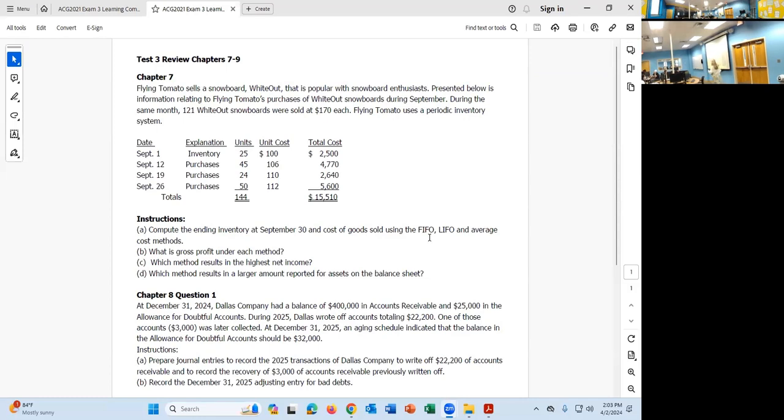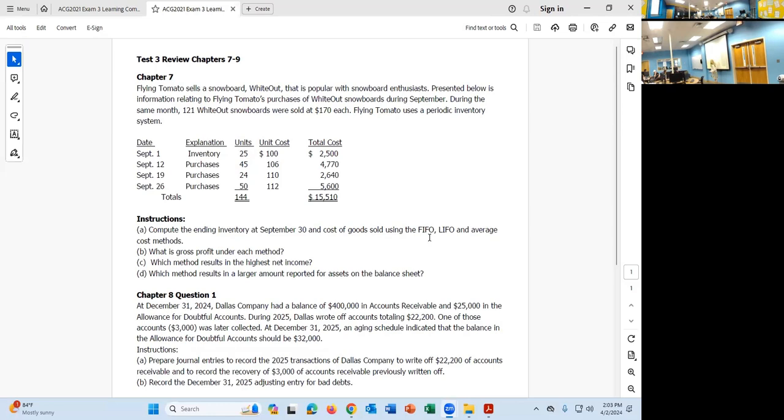So in this example, we have 144 items in inventory, but you'll notice we've made purchases at different times at different costs. 144 identical units. And we just want to know, okay, when we sell 121 of those, how much then of this $15,510 total cost in inventory ends up on the income statement as cost of goods sold? How much stays on the balance sheet in our ending inventory account for the items that we didn't sell?